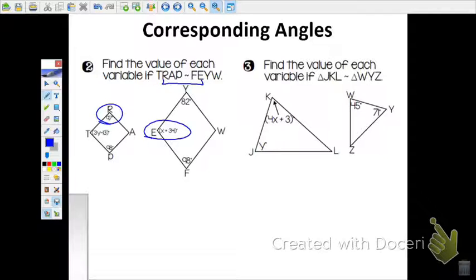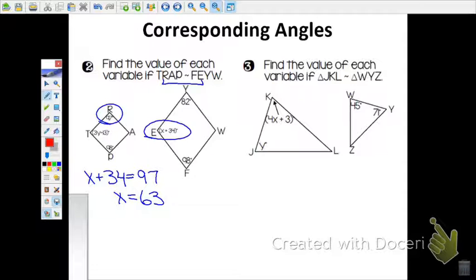Okay. So our equation is going to be x plus 34 equals 97. So I subtract 34, x equals 63.